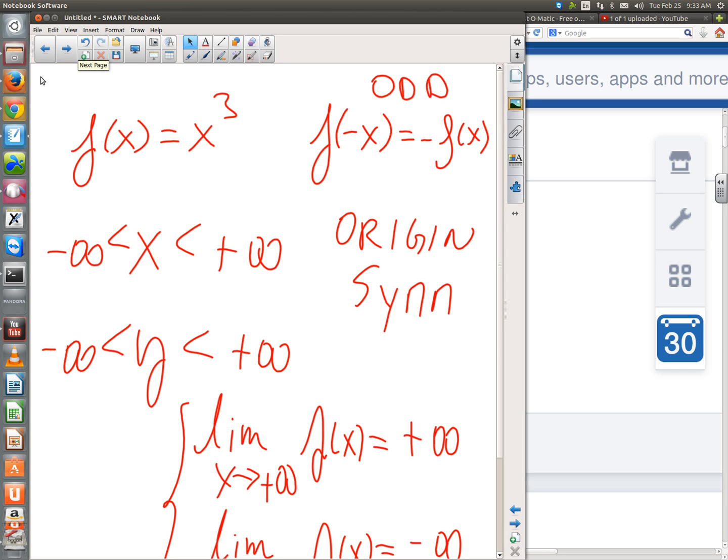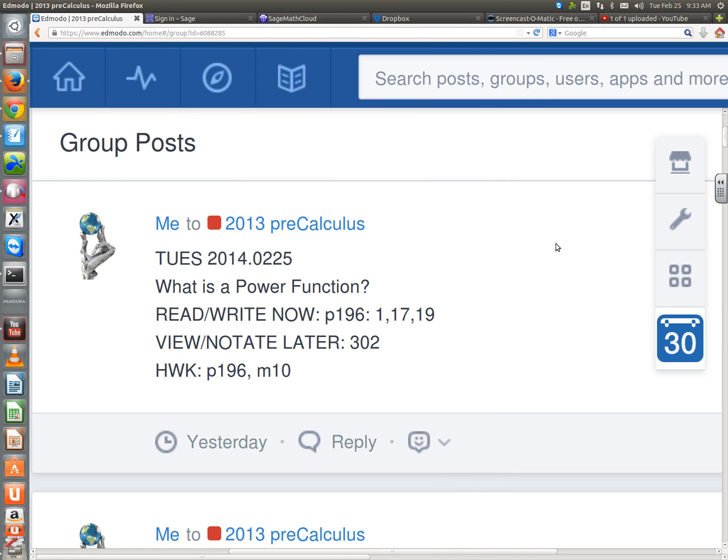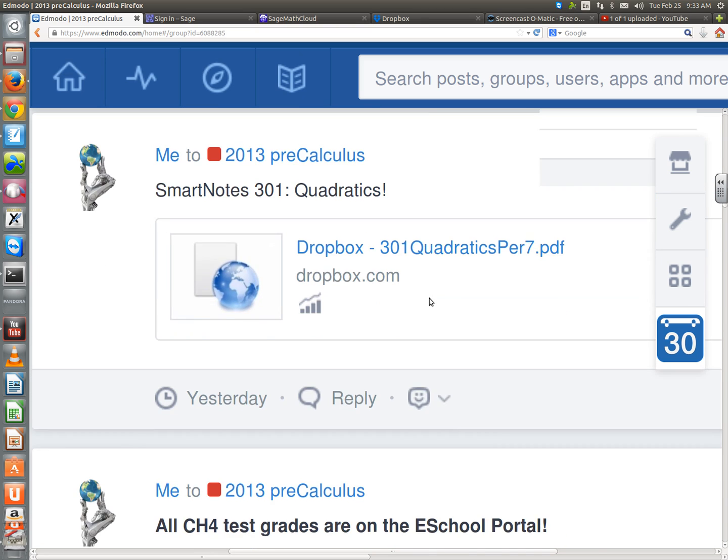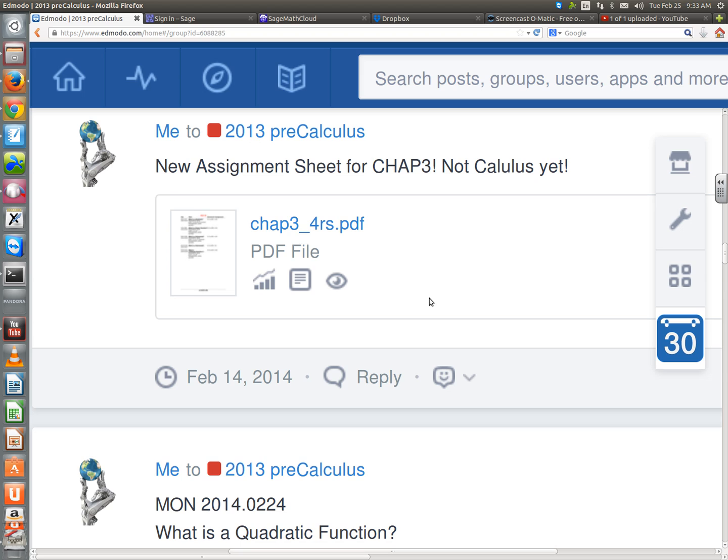When is the test on this stuff? Well, if you take a look at Edmodo, got it in here somewhere. There it is. Chapter 3, assignment sheet. Let's take a look at it.